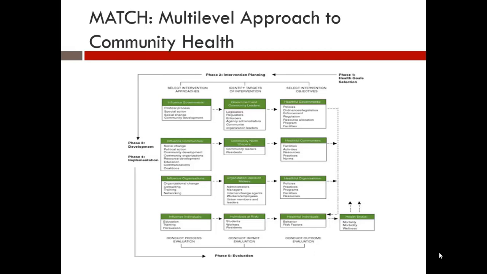Then you move on to phase 2, which is the intervention planning. So planning for what you want to do. You move to phase 3, which is developing the strategies and all of the things you need to achieve your goals. And then phase 4 is implementation. Phase 5 is evaluation. Very similar to all the other models we talked about. You're going to see in the little boxes are just specific things, right? And those are the things we're going to eventually learn throughout the semester as well. But MATCH follows the same similar patterns. Phase 1, goal selection. 2, planning. 3, development. 4, implementation. And phase 5 at the very bottom is evaluation.